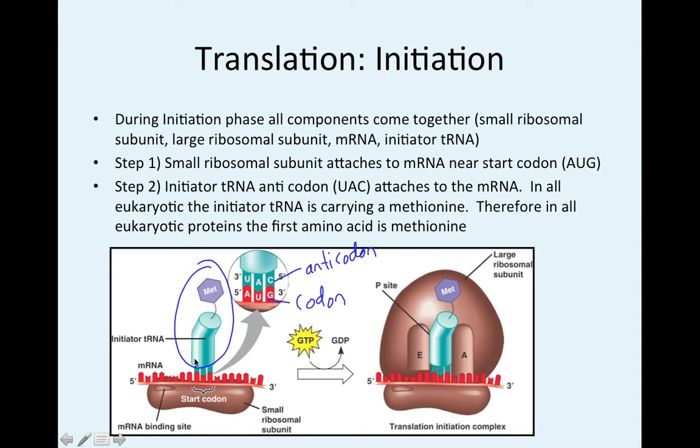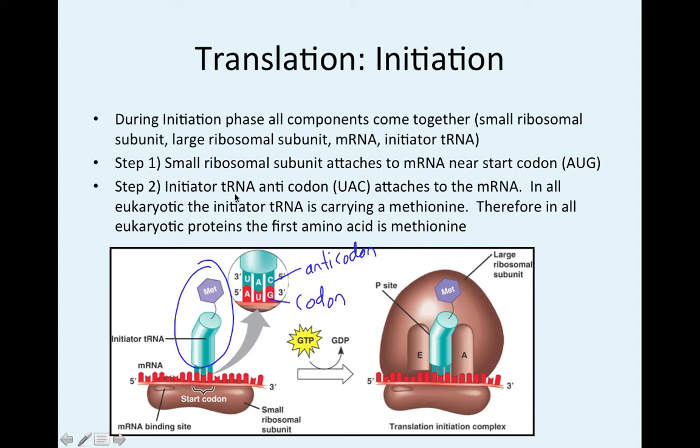And then we have our first amino acid, and like it always should be, it's methionine. So it's going to be AUG. So we've got methionine. That's my first amino acid. It's the start of all of the proteins. Okay? That's our first step. So we have the small ribosomal subunit attaches to the mRNA. So we've got the mRNA and the small subunit.